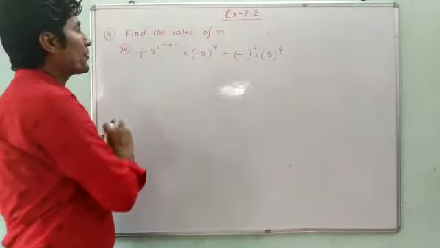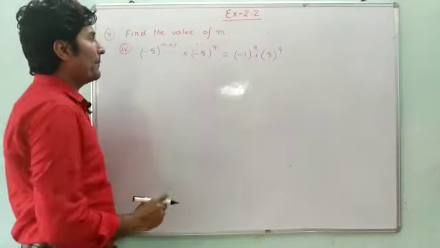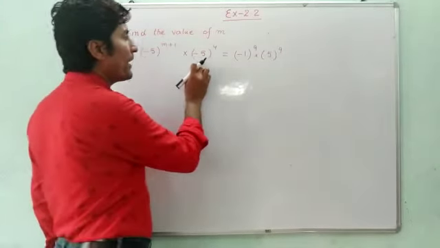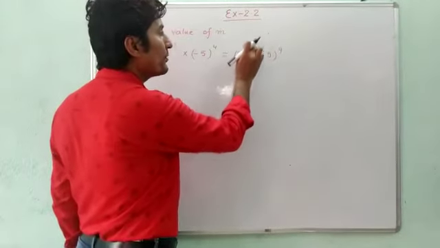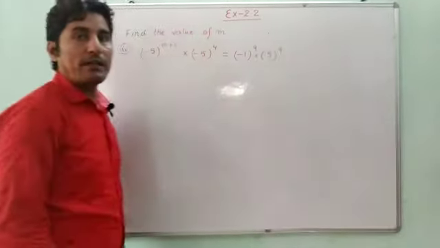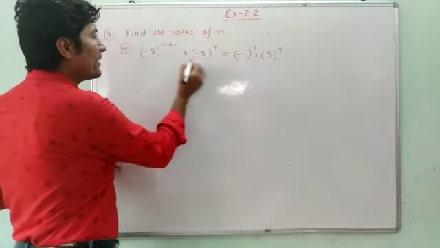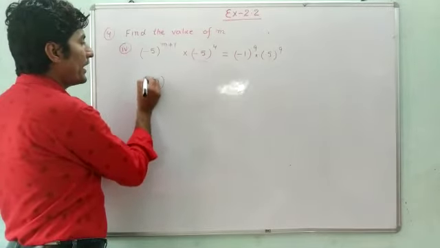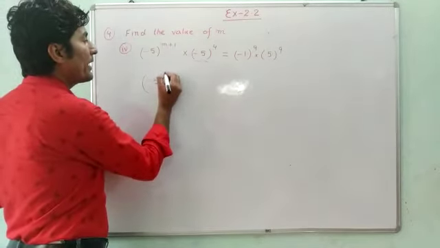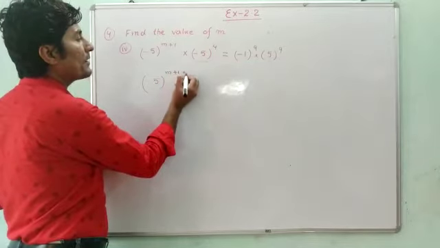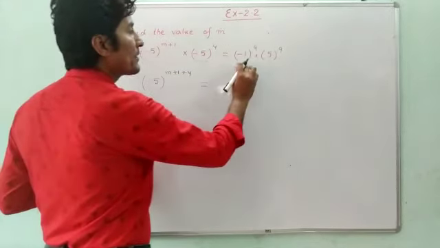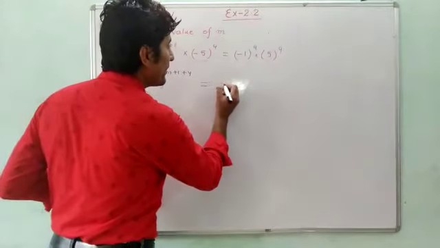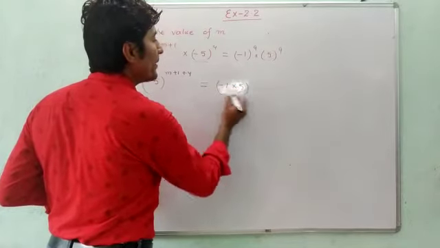Now let us see question number 4. Find the value of m, where minus 5 to the power m plus 1 multiplied by minus 5 to the power 4 is equal to minus 1 to the power 9 into 5 to the power 9. So here we can observe, since bases are the same, we are going to add the exponents. We can keep the base minus 5, and here we can add the exponents m plus 1 plus 4 is equal to, since both the terms have the same exponent, we can write minus 1 into 5 to the power 9.